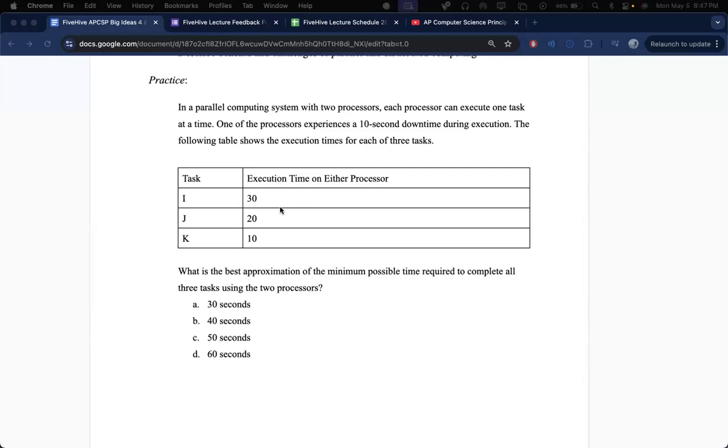Great. So let's take a look at our answers. It looks like we're all in agreement that it's going to be B. So that's great, because it is B. So yeah, you guys are right. Let's take a look at how we would do that though. If we have a 10-second downtime, we can almost add another task here and just call it the downtime, right, as 10 seconds.